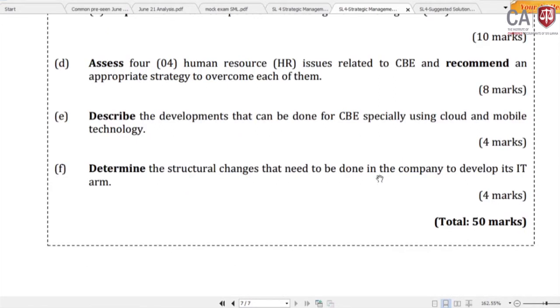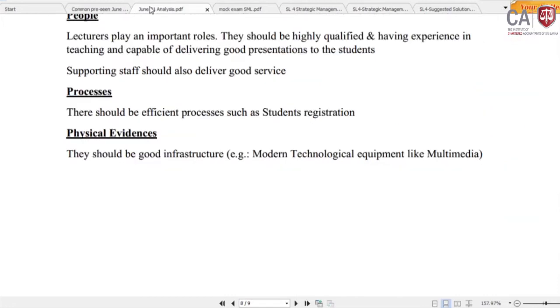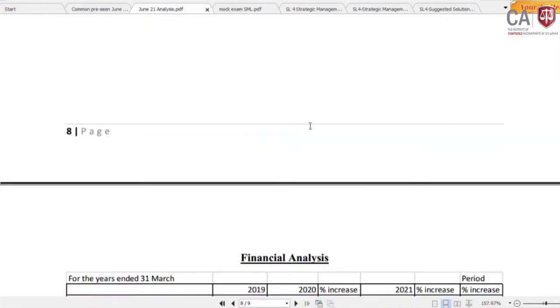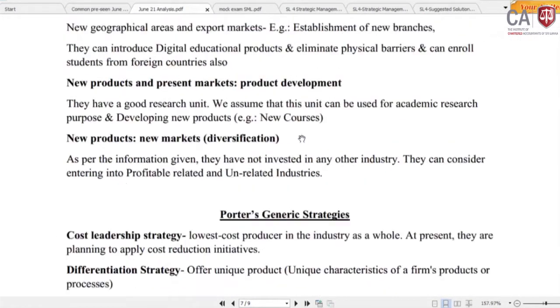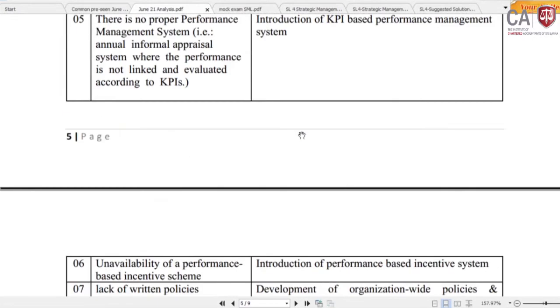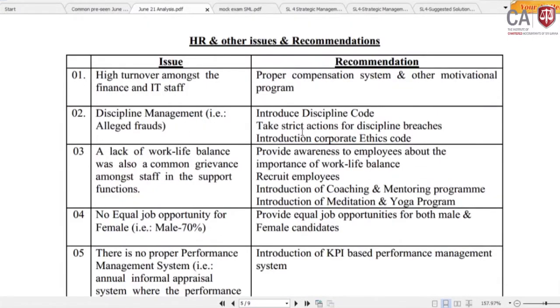Look at part D. Assess 4 human resource issues related to CBE and recommend an appropriate strategy to overcome each of them. 8 marks. So, see, I have done that analysis also. HR and other issues and recommendations. Issues, recommendations.